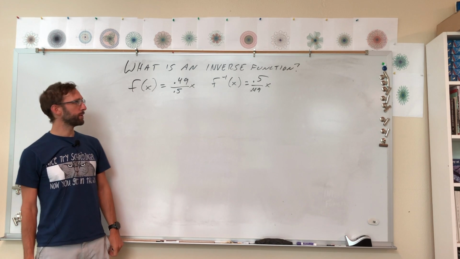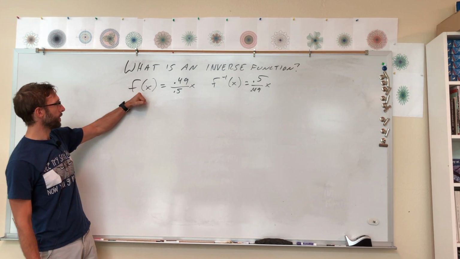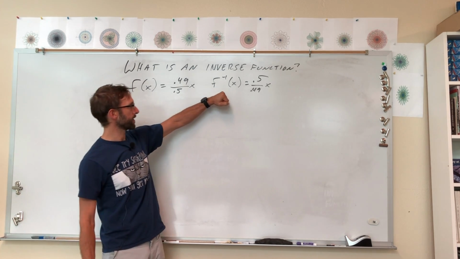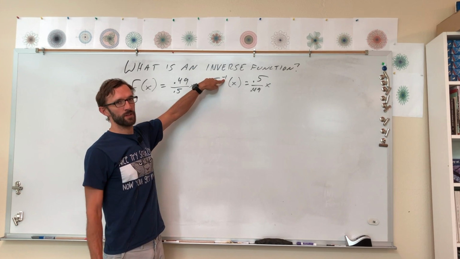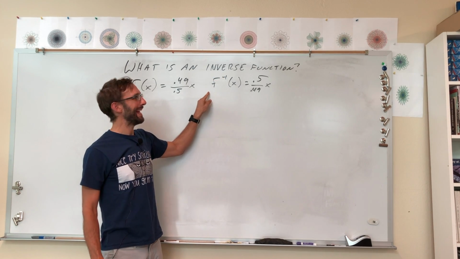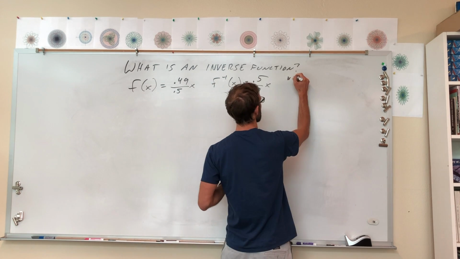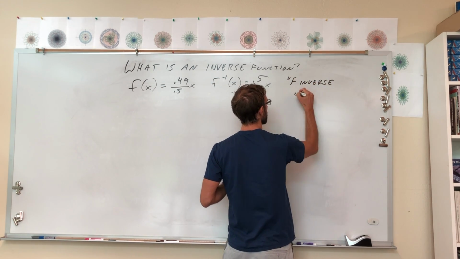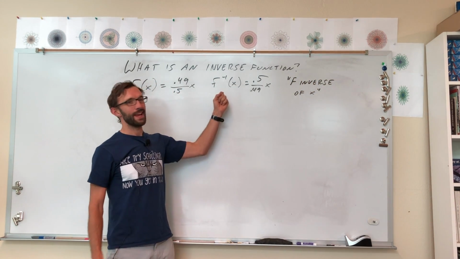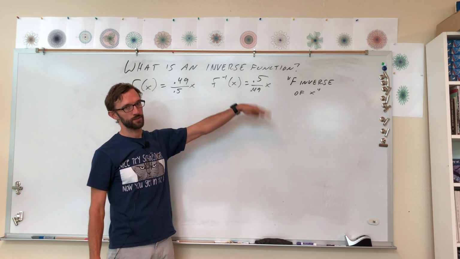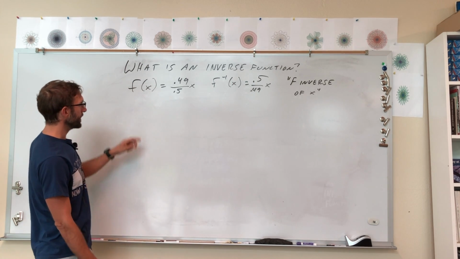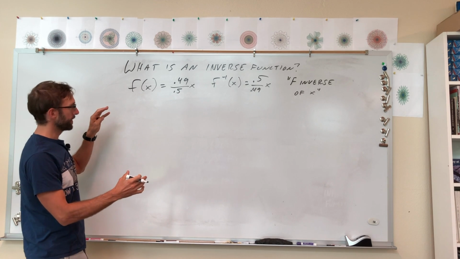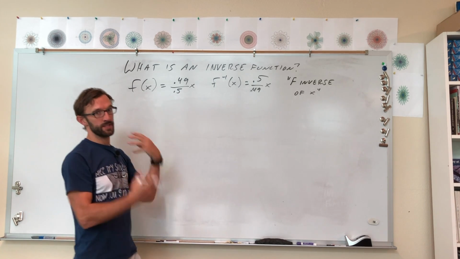All right, so here we have two functions. Here's one function, call it f, and here's another function, f with this little -1 as an exponent. We say f inverse, or we say f inverse of x is this function. So what is an inverse function? It's a function that undoes another function.